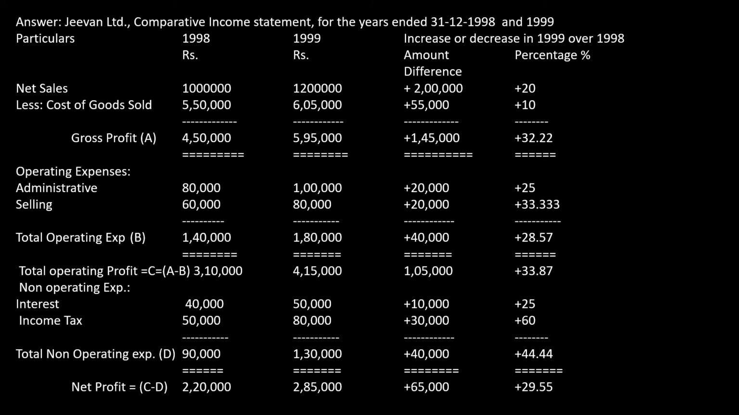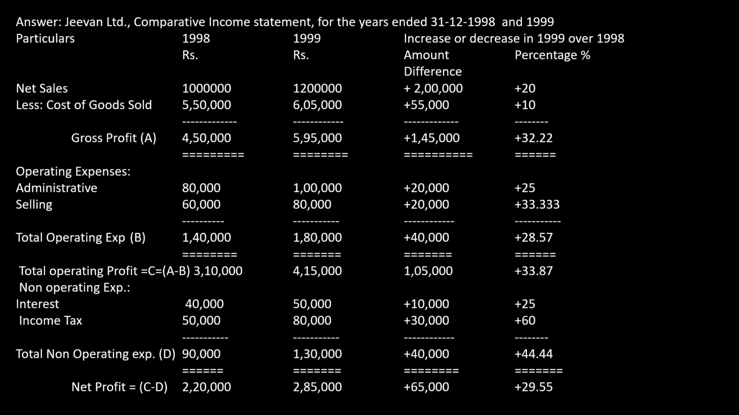Now, how to prepare the statement? For preparing the comparative income statement, you will prepare several columns. Actually, it is 4 columns, and the 4th column will have 2 subdivisions. The 4 columns are: particulars, 1998, 1999, and increase or decrease in 1999 over 1998. That is a single column, under which you have 2 subdivisions: amount difference and percentage.